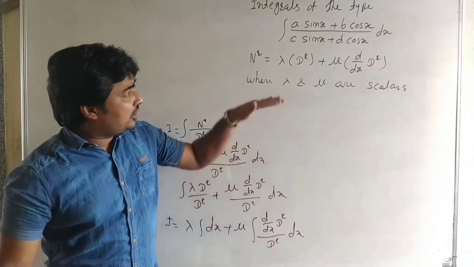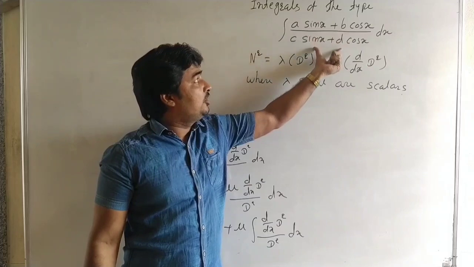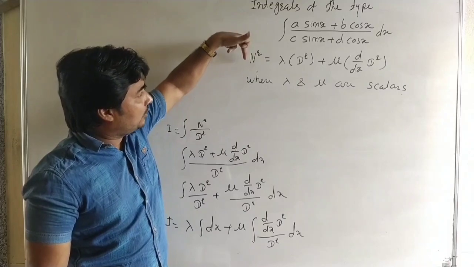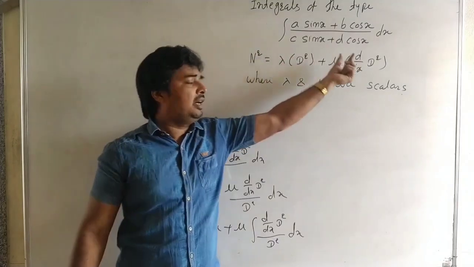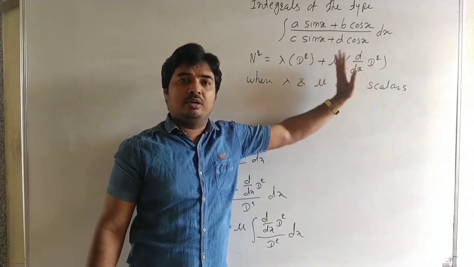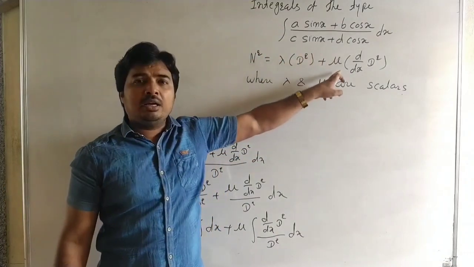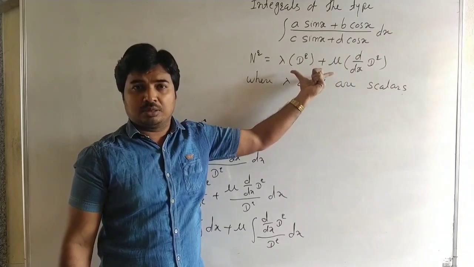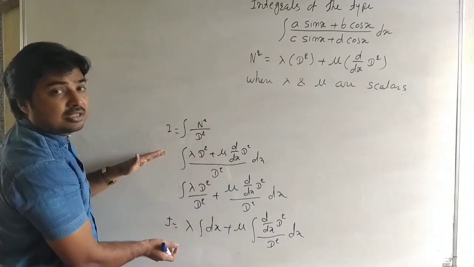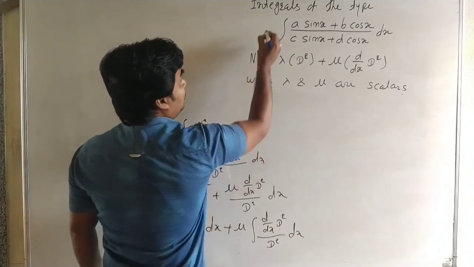That means we adjust the denominator and derivative of denominator in the numerator. To get the numerator, we multiply the denominator by some scalar lambda, and the derivative of denominator by some scalar mu. We only find the values of lambda and mu and put them in this term, and the whole term is replaced by the numerator, and we get an answer of this type: lambda into x plus mu into log of denominator.